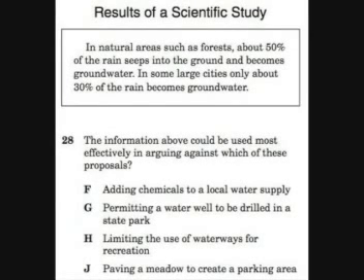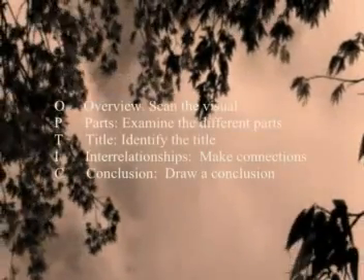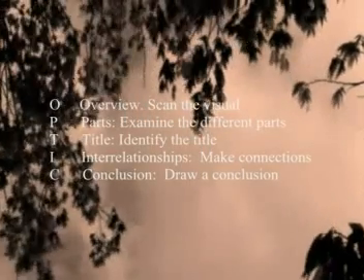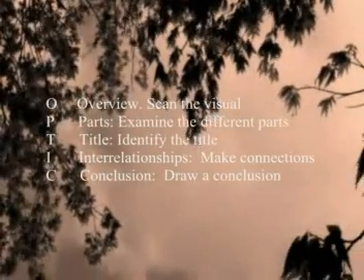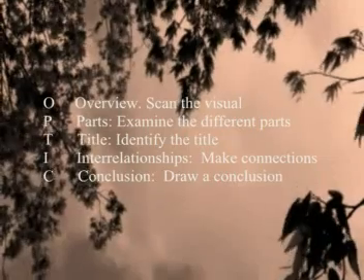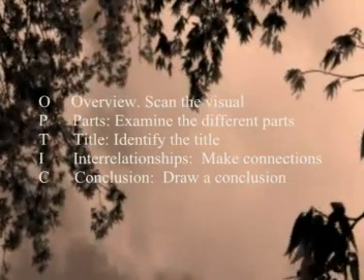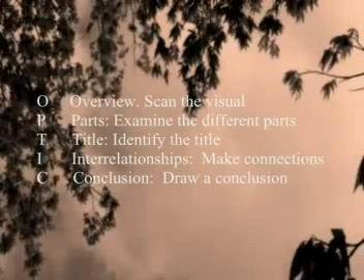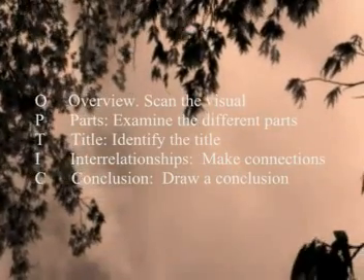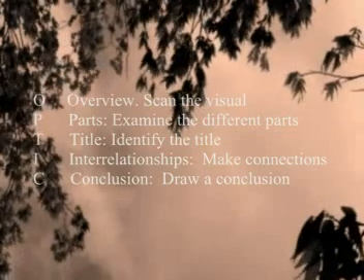Ooh, this problem has so many words. How am I ever going to figure it out? Well, there was this one thing my teacher taught me. It's called OPTIC. O for overview, scan the entire visual. P for parts, look at the different parts of the visual. T for title, what is the title of the graph, data table, or picture. I for interrelationships, what connections can you make between the different parts. And C for conclusion, what conclusion can you make about the visual.